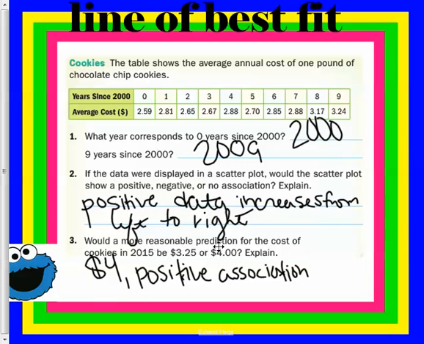A reasonable prediction for the cost of cookies in 2015 would be on average between, would it be $3.25 or $4? In 2015, that means if we keep extending this on and on, right now at 9 it's $3.24. So would $3.25 be a good estimation? Probably not, because it's a positive association, it's increasing. So $4 would be much better.